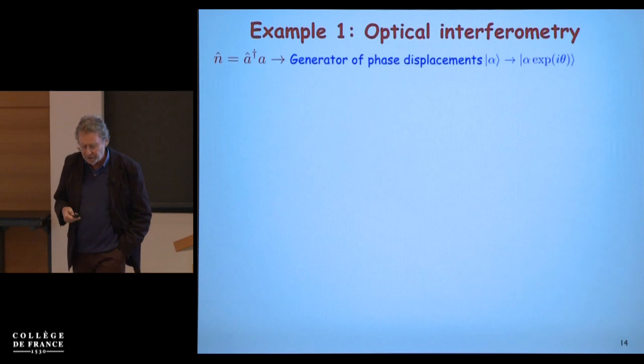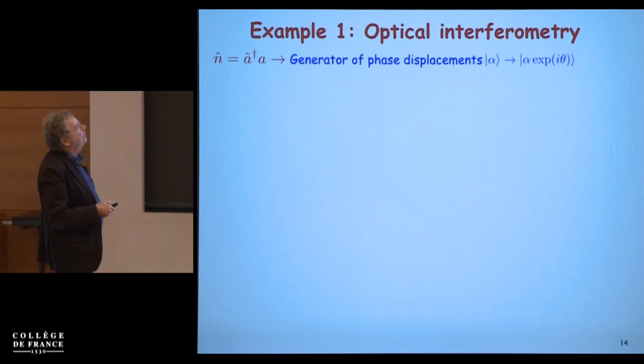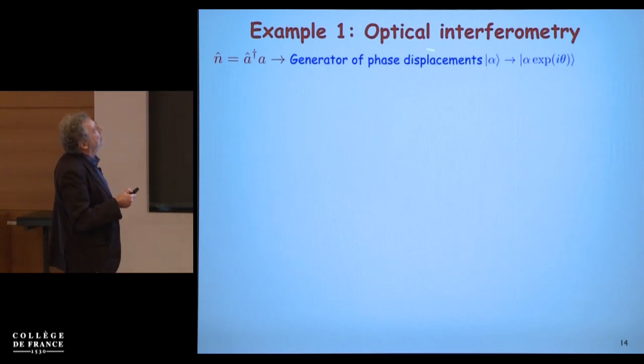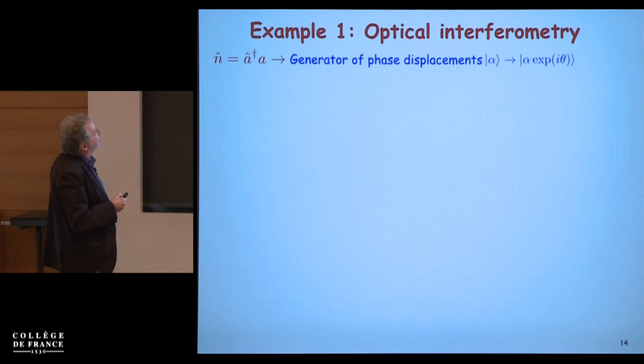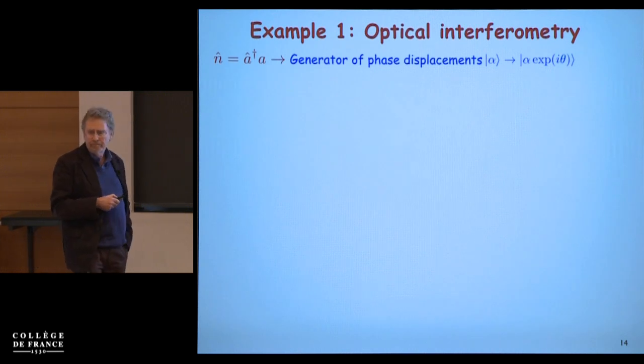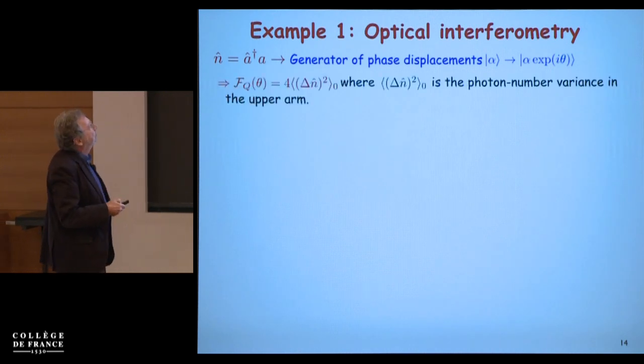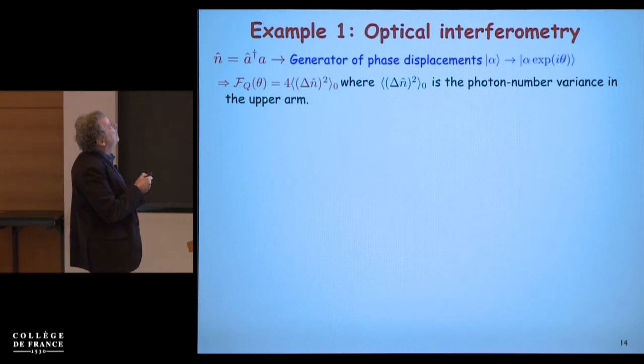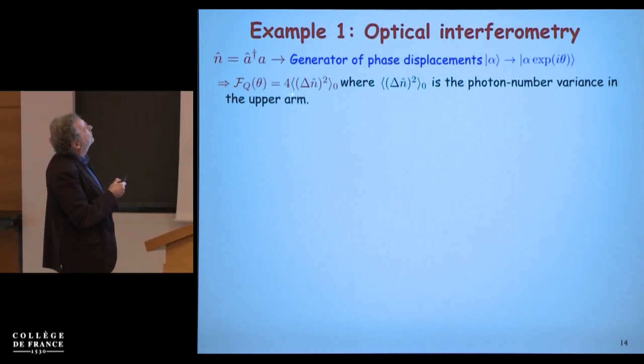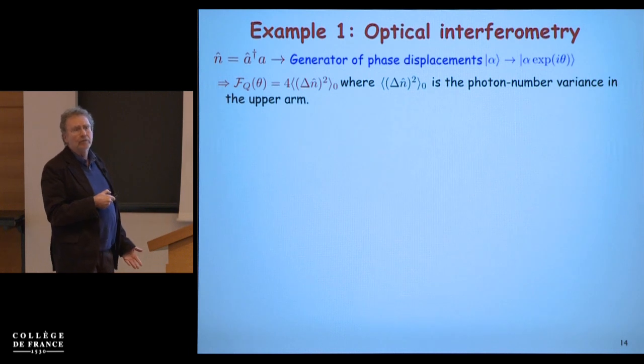Okay? Now, let me give you an example of that. In fact, I'm going to give you some examples of application of this expression. First, optical interferometry. We know that the generator of phase displacements is just the number operator. So the quantum Fisher information should then be equal to 4 times the variance of the number operator, okay, because that's the variance of the generator.